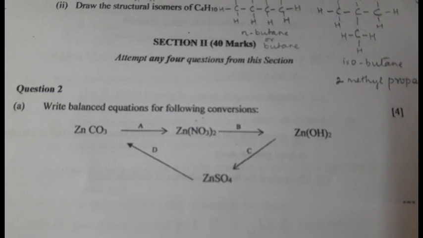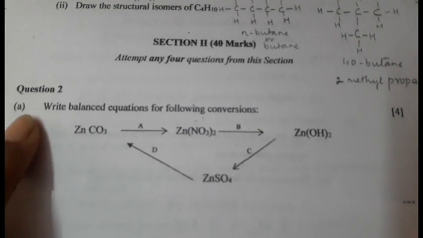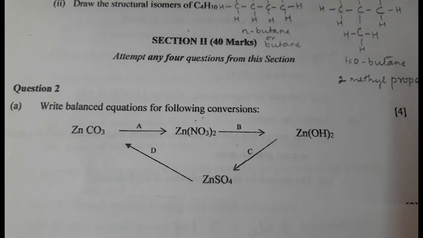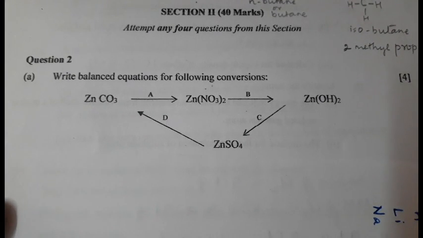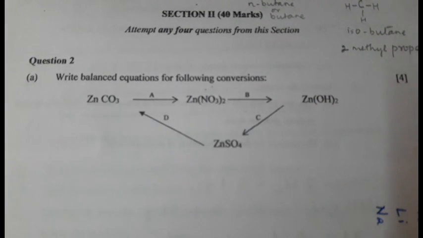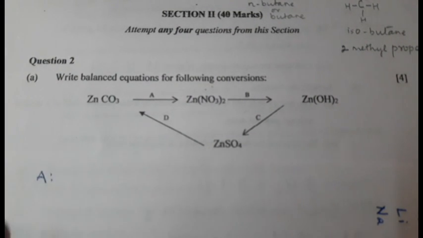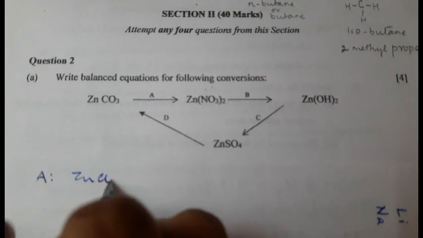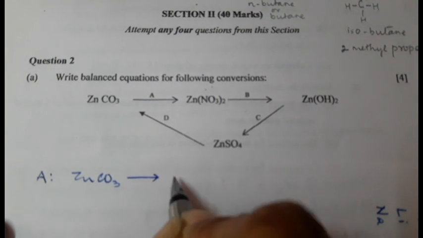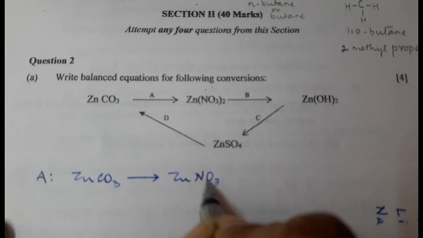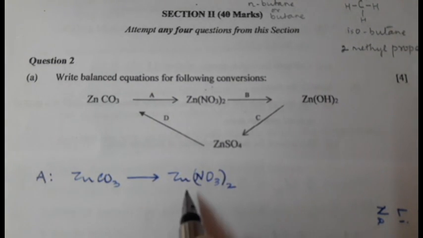Now section 2 of this paper starts with A asking us to write balanced equations for the following conversions. Now we have A, B, C and D. These are our four conversions for 4 marks. So we will first write what is your A. A is ZnCO3, is going to give us Zn(NO3)2. What do we have to prepare? A nitrate. What have we been given?